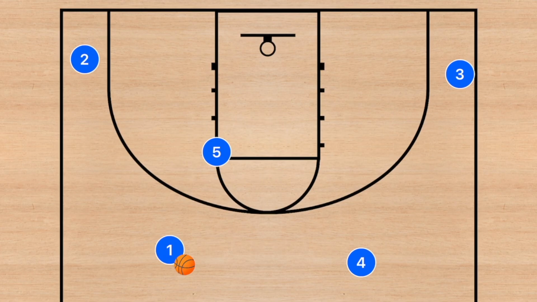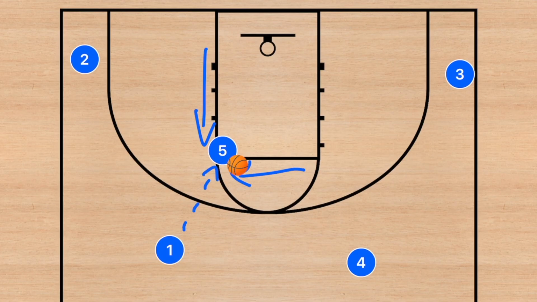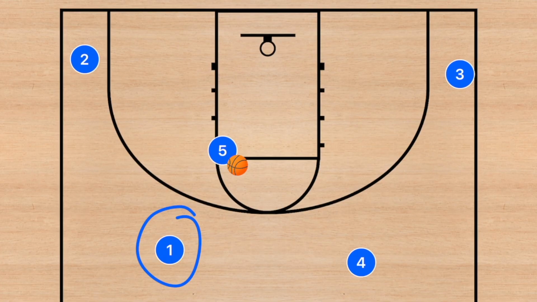Now, he may not have to start in the high post or on ball side. He can start on the opposite elbow, or he can start in the low post. But either way, he needs to show to get himself open on ball side high post. The initial pass is going to be into player 5. When this happens, I want player 1 to make the decision.